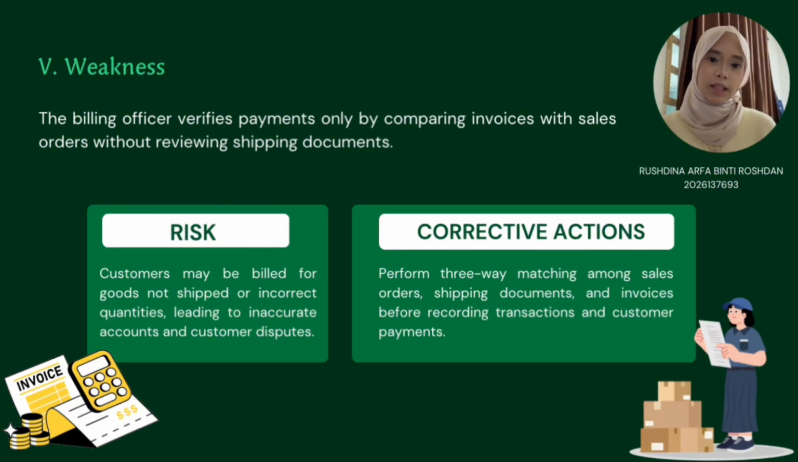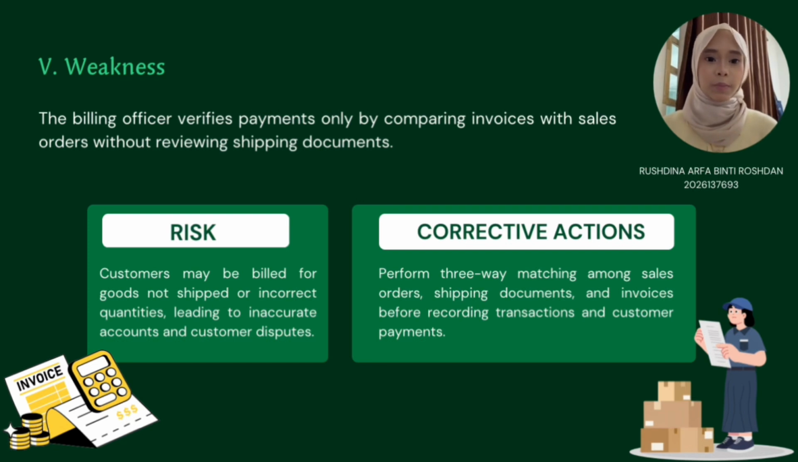Lastly, the weakness is that the billing officer verifies payment by only comparing the sales order and invoice without reviewing the shipping documents. The risk here is quite serious. Customers may end up being billed for goods that were never actually shipped or for incorrect quantities, because there is no proper confirmation from the shipping documents. As a result, the accounts receivable records may not reflect what really happened in the delivery process, which can lead to financial misstatements and customer disputes.